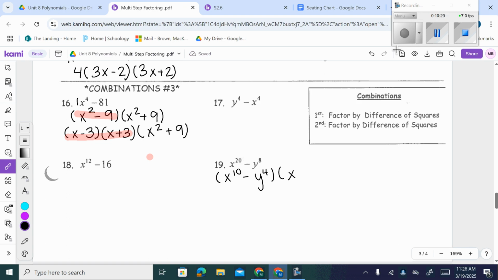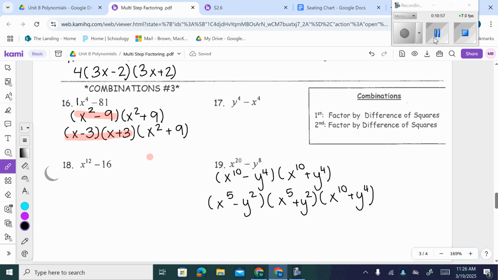And then x to the 10th plus y to the 4th. You can keep going. Which one can you keep going with? The first one. The left one. Good. What's that x to the 10th going to become? X to the 5th minus y to the second. Good. What else do you need? X to the 5th plus y to the second. And then what's your last group? X to the 10th plus y to the 4th. Good. Because why did that one not break down? Because it was a what kind of problem? Addition. All right.